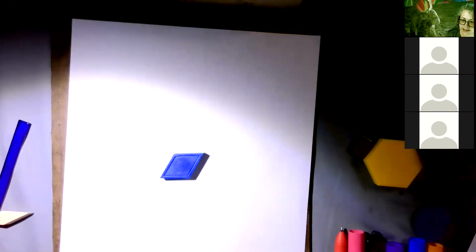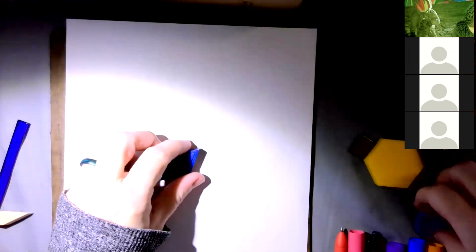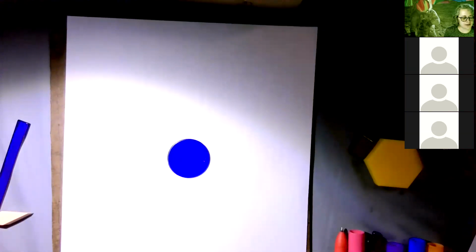Okay. What about that one? Parallelogram. Okay. But it's also something else, because do that side and that side all have the same length? It's a special kind of parallelogram. It's a rhombus. There we go.